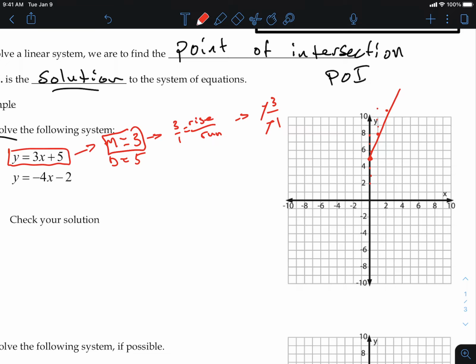So we're going to go down 3, left 1, down 3, left 1. You keep going. Sometimes it's a good idea to keep going, just because we don't know where they're going to cross. That's probably enough. So what we can do here is I'll get rid of this.